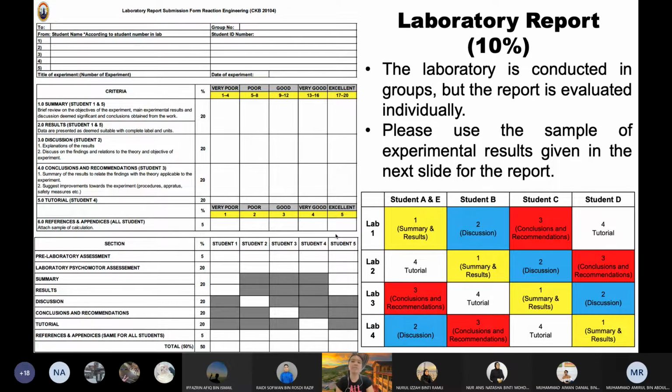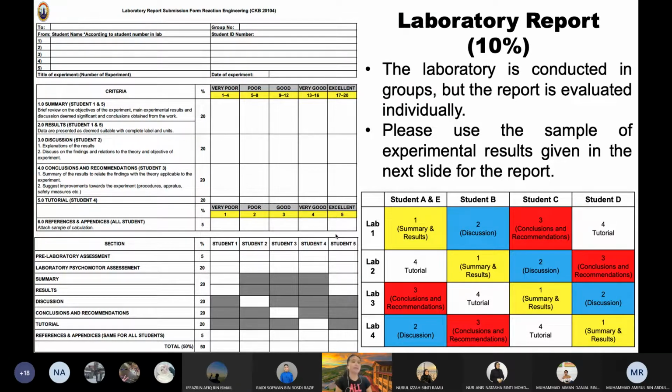So kamu kena rotate lah, means setiap lab report tu you will play a role, you will do one part of each of the lab report. So I think this way will help you a lot to save your time and also to lessen your burden on the lab report.